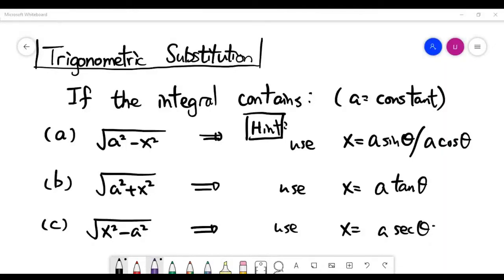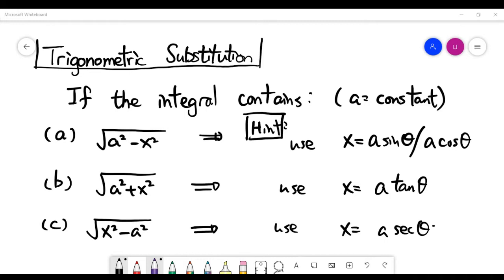So in this video, we'll continue our discussion on the topic of trigonometric substitutions. Now, please look at this page again. Whenever the integral contains a square root term, where the expression inside the square root is something like a squared minus x squared, where a is constant, or a squared plus x squared, or x squared minus a squared, you can feel free to use the hint that I give you on the right-hand side for each expression.